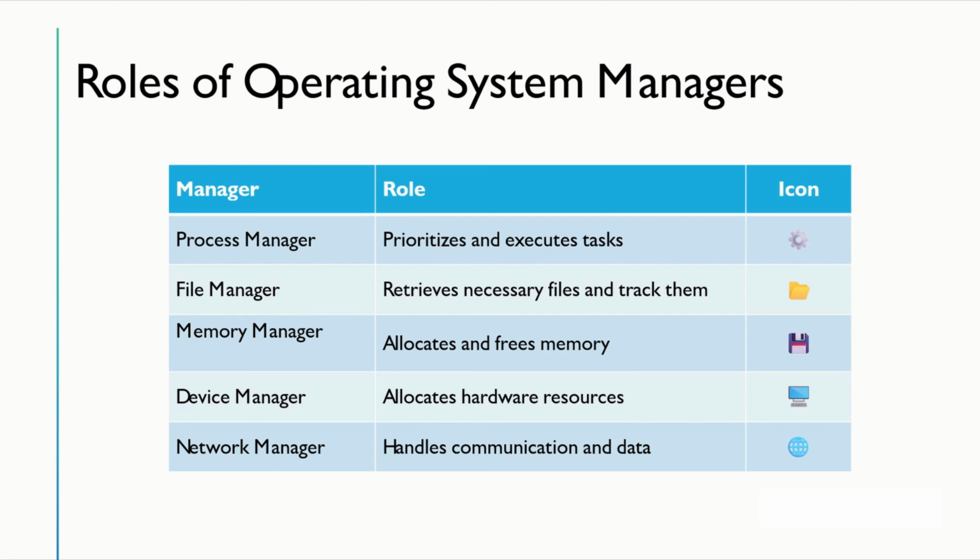The device manager allocates the hardware resources, for example, speaker, keyboard, monitor, mouse, etc. So it gives you access to all those devices. And lastly, the network manager, which handles communication and data. Let's say, for example, Wi-Fi, Bluetooth, and so on. All these 5 managers work together to make the operating system and the CPU processing much easier. Let's look at this as an example.